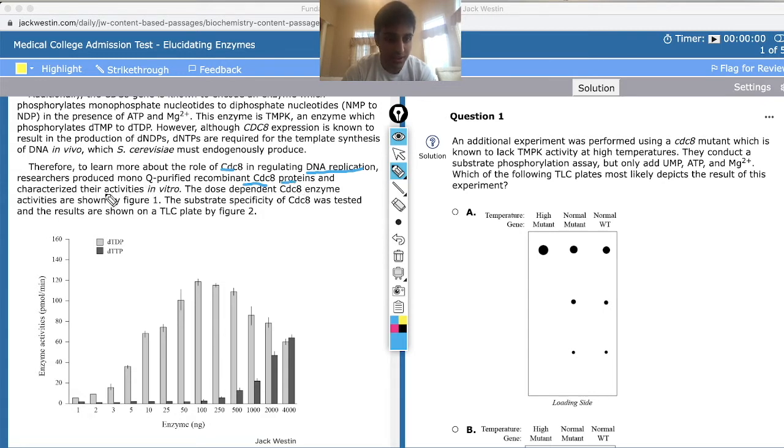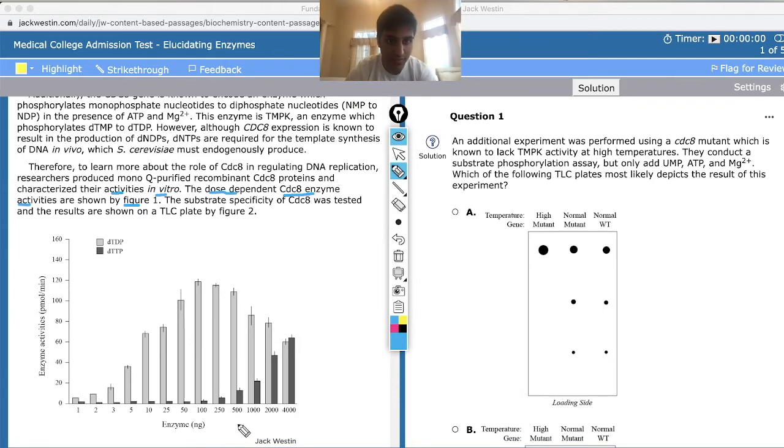And they looked at their activities in vitro, and they gave different doses of the CDC8 enzyme. And they looked at their activities, okay? And that's what figure 1 is. So let's look at figure 1. It gives us enzyme activity on the y-axis, and it gives us the amount of enzyme.